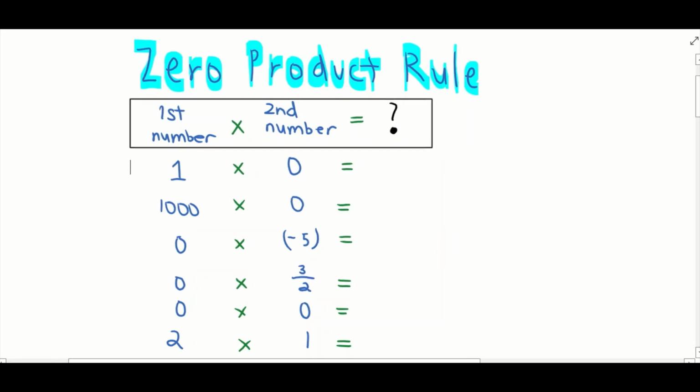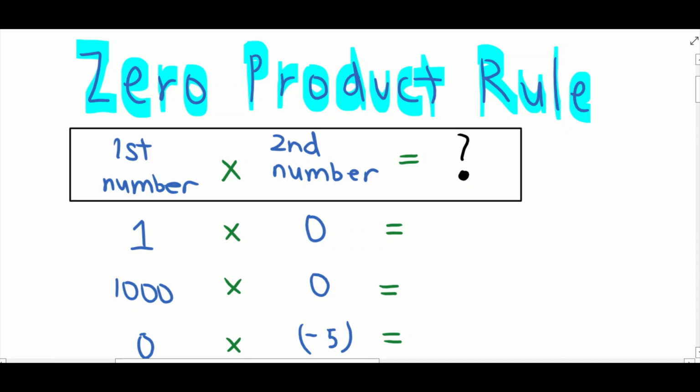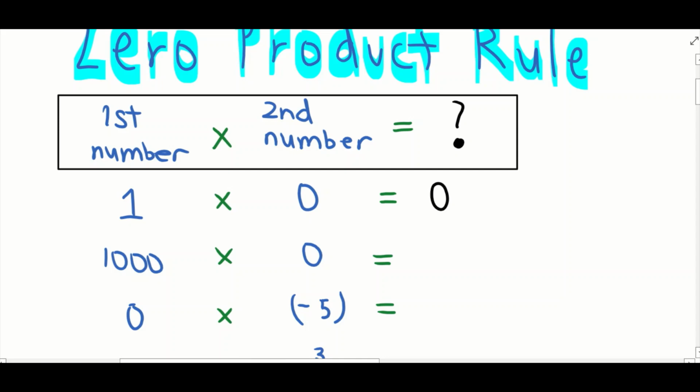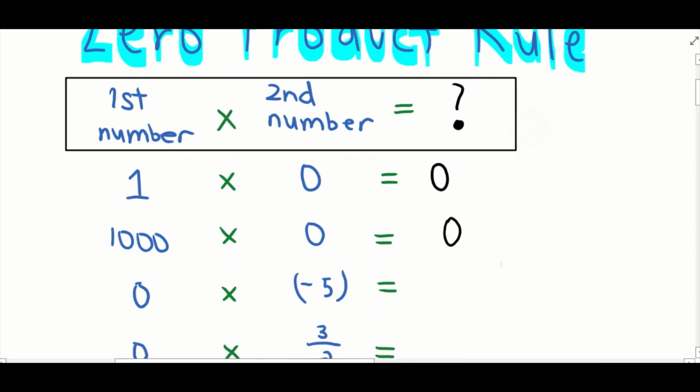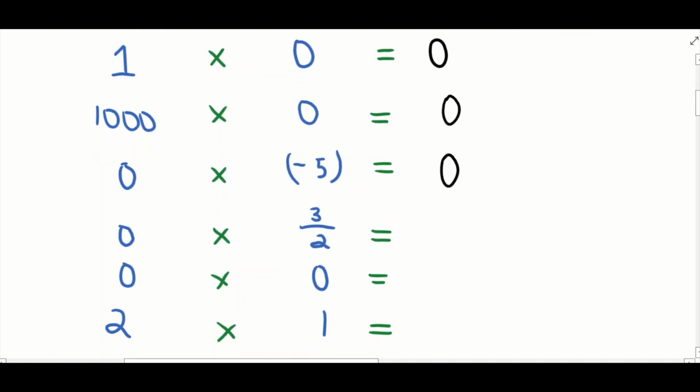Okay, this is an introduction on zero product rule. Basically, I want you to find out the answer for each of the expressions. Let's say the first one, 1 times 0. Answer is 0. 1000 times 0, 0. How about 0 times negative 5? Still 0. Next one, 0, 0. How about 0 times 0? Try your calculator. What does your calculator say? Answer is 0. For the last one, 2 times 1.